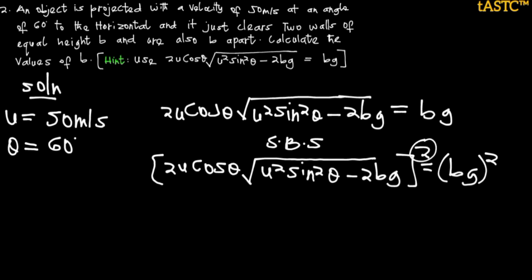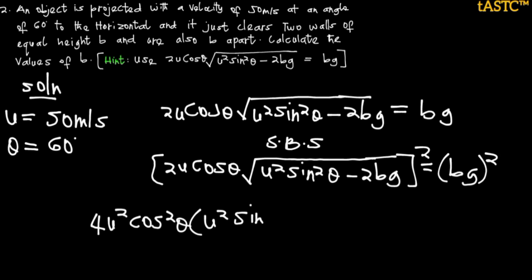Now as usual, we need to take this square and distribute it as a power on each term within the bracket. So first we take 2 squared, which gives us a 4. Next, we take u, that will be squared, so that is u squared. This is going to be cos squared theta. Now, if you have a square root raised to the power of 2, that 2 is going to cancel out the square root sign. So we should be left with u squared sine squared theta minus 2bg.